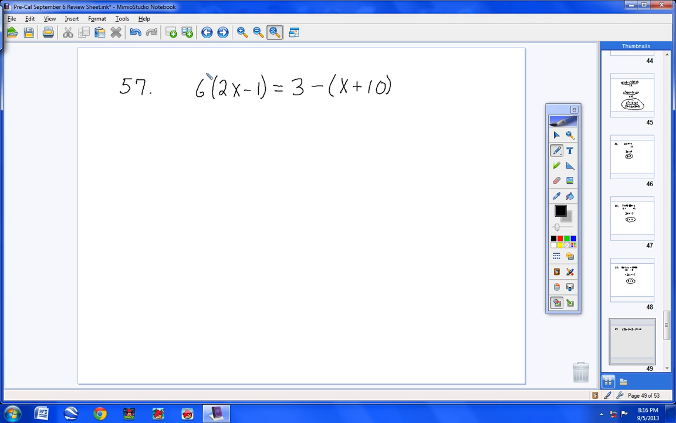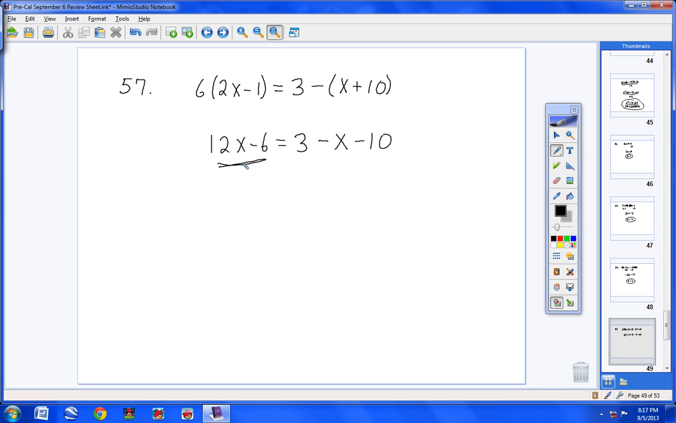Over here I can take 6 times 2x and 6 times -1. If I do that correctly, I will have 12x minus 6. And then over here, please don't take the 3 and multiply it through. If the 3 was right next to the parentheses like that, then you would multiply the 3 through. But it's not, it's way over here. Now you're going to multiply a negative sign through, a negative times the x, and a negative times the 10, which will change the sign. So your positive x becomes negative x, your positive 10 becomes a negative 10.